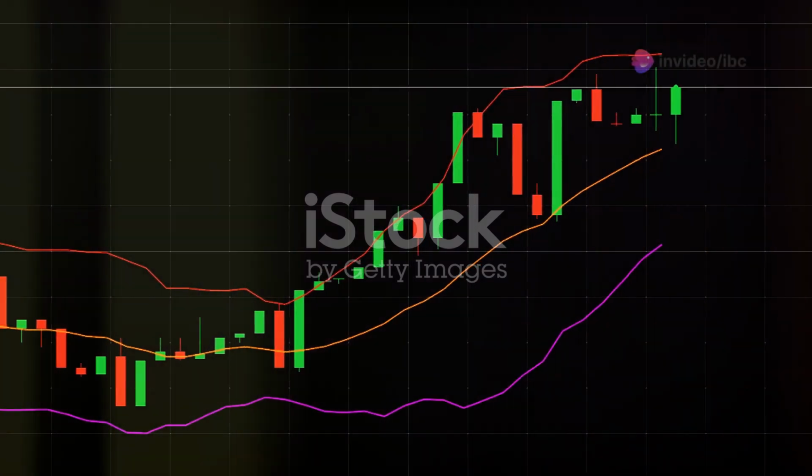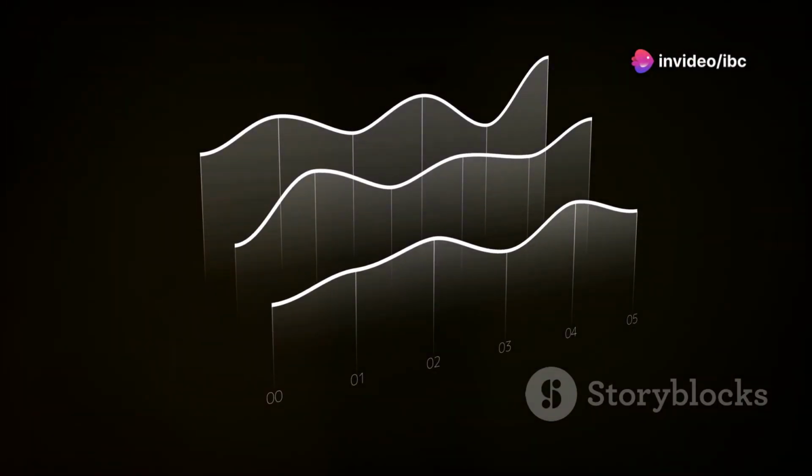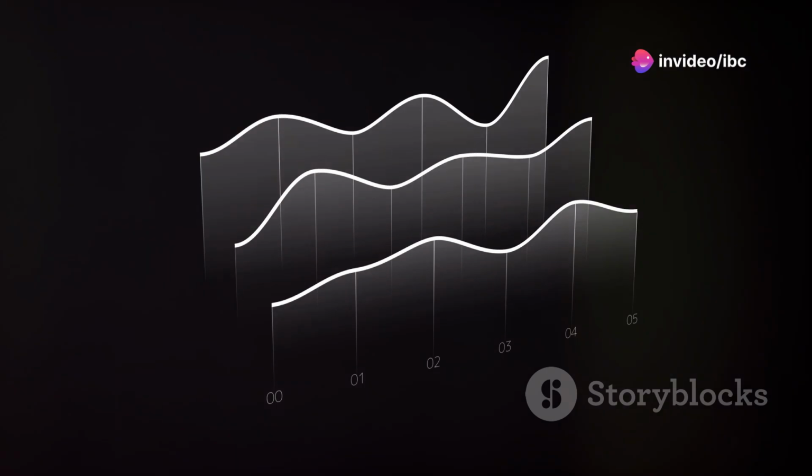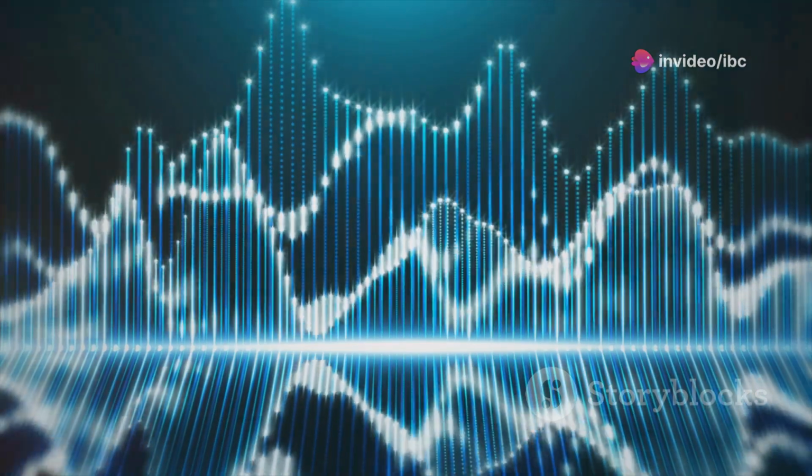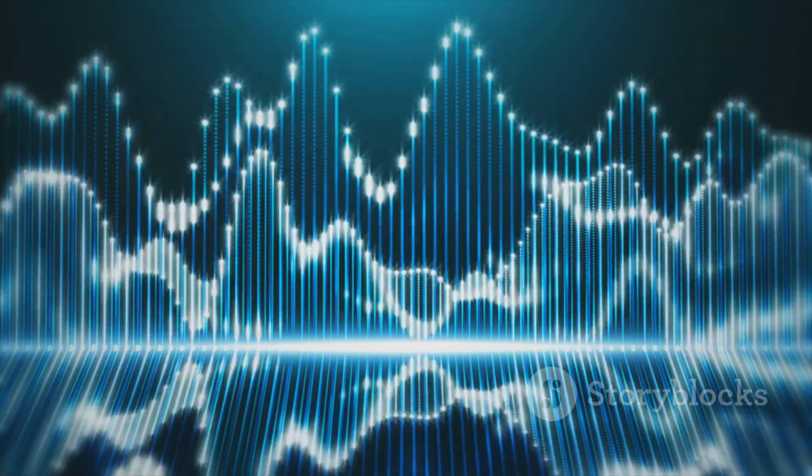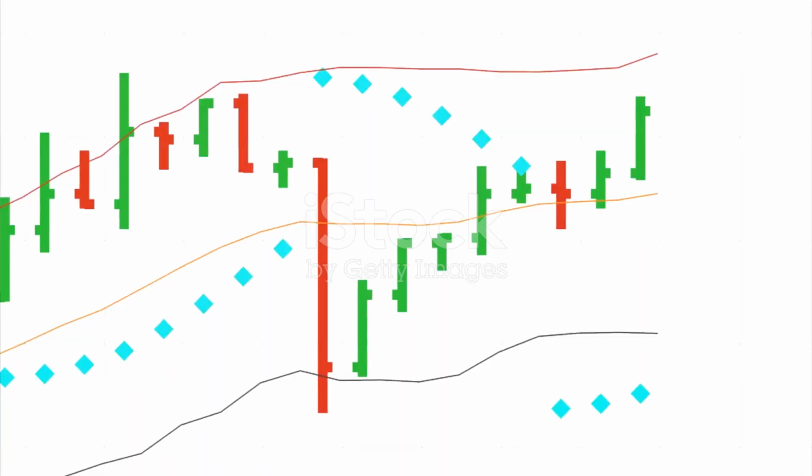Ready to level up your trading game? Let's decode Bollinger Bands. Bollinger Bands are a popular tool for measuring market volatility and spotting trading opportunities.